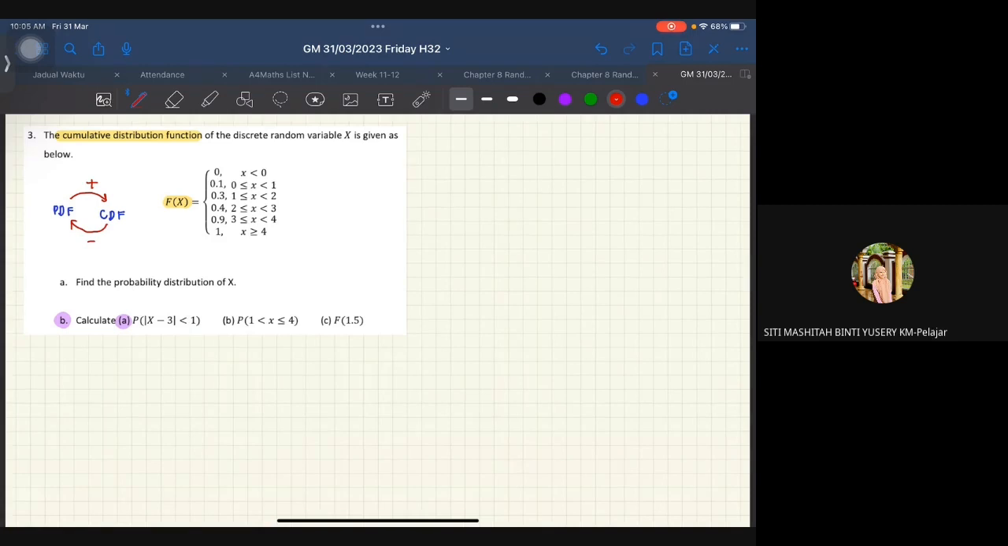Okay, and then part B pula. So for part B, dia minta awak calculate for the first part. Okay, so kalau tengok dekat sini, part pertama over here, this is like a bit different than the one that I have explained yesterday. Okay, so beza dia dekat mana? It's just that this one, it has modulus dekat sini.